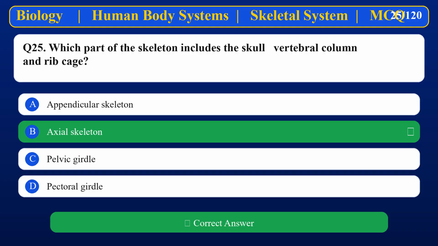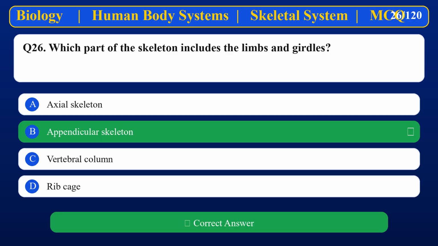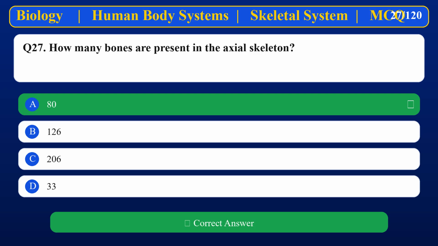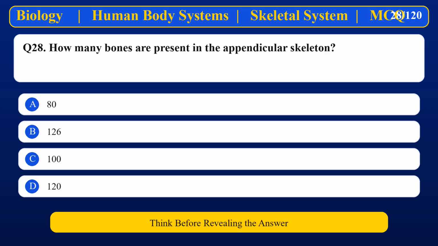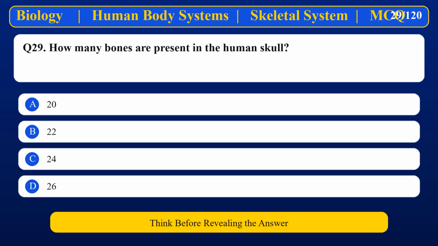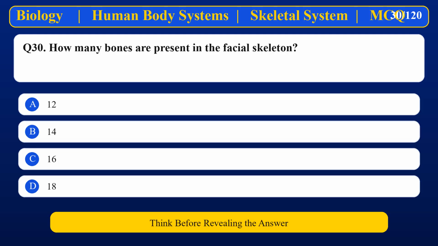Which part of the skeleton includes the skull, vertebral column, and rib cage? Axial skeleton. Which part of the skeleton includes the limbs and girdles? Appendicular skeleton. How many bones are present in the axial skeleton? 80. How many bones are present in the appendicular skeleton? 126. How many bones are present in the human skull? 22.